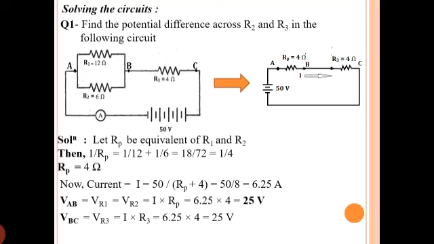You can understand one thing here, that RP and R3 are the same, 4 and 4. The current is also the same, so it is understood the potential difference across both will be the same. If you add it together, that is VAB plus VBC, 25 plus 25, 50, and that is nothing but equal to the potential difference or voltage of the battery.